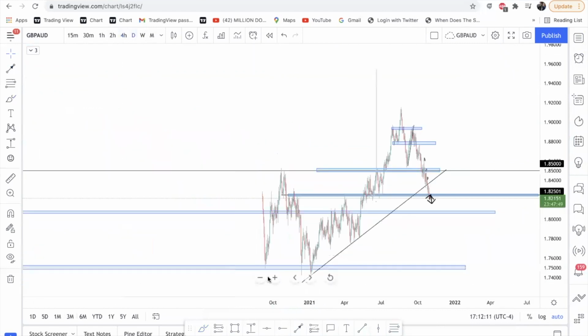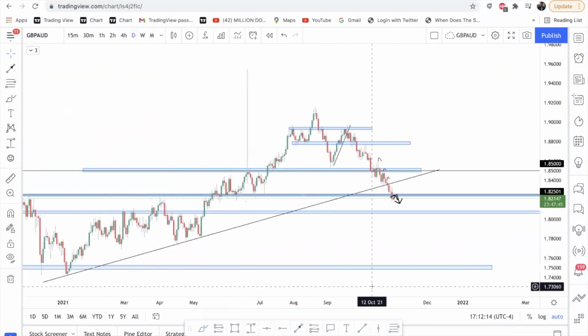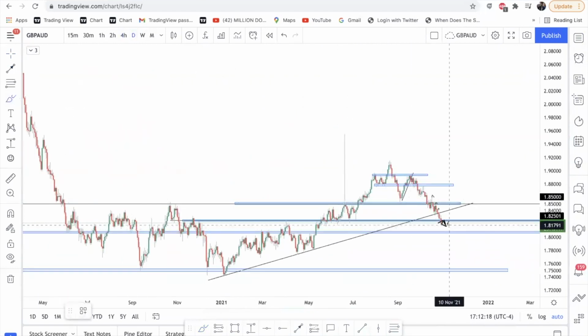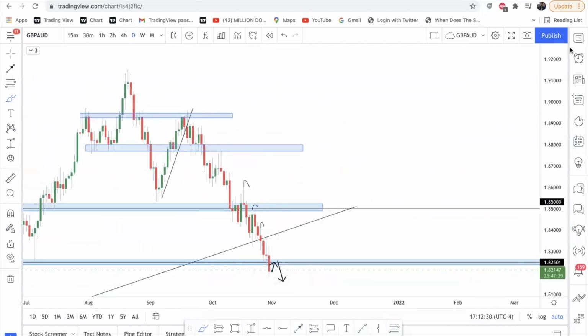Also on the daily, it did break my daily trend line that I have. So with the retest there, if price is still holding, this could roll over and come back down anywhere between 1.81 to 1.807-ish, somewhere around there, but around this structure. So that's GA.